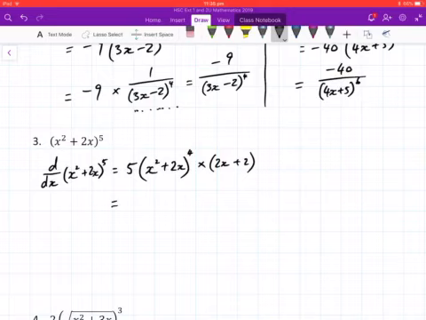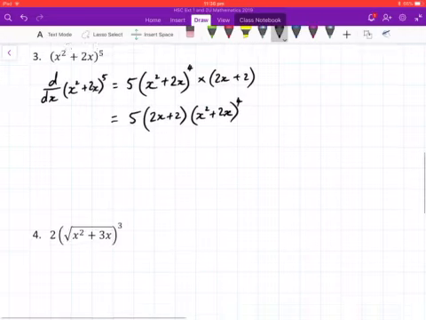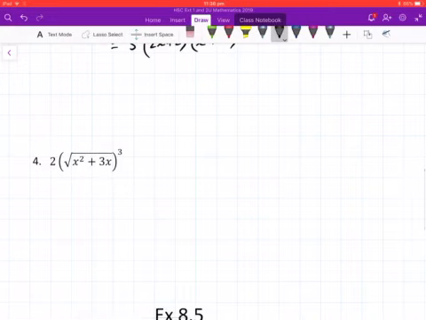Now, I just clean this up. Usually we go left to right in ascending powers, so I'm just going to write it like this, but it doesn't really matter. You can have it in whatever order you like. And there we have it. Nice and straightforward using the chain rule there. Okay, now last little one here. Well, what's going on here?